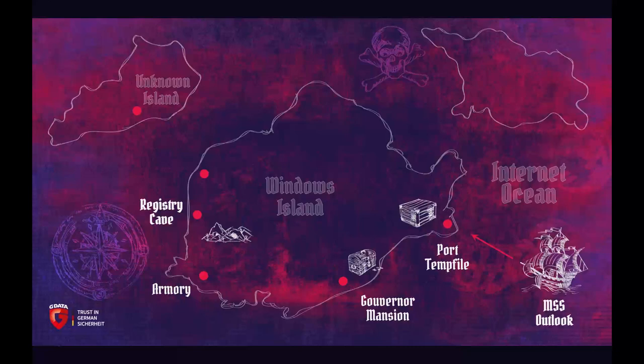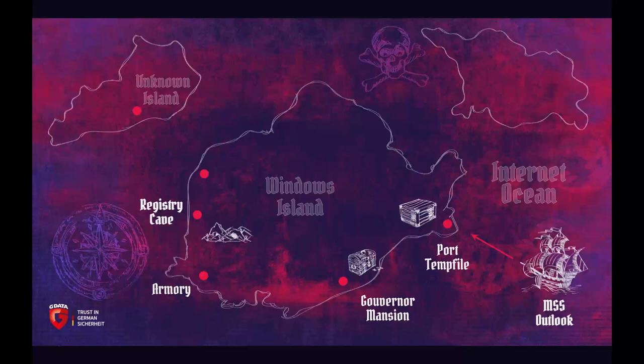And now we, as a basic old-fashioned behavior detector, need to decide, is there any danger for the island, for the people on the island, for the governor? Well, the MSS Outlook basically delivers goods to the island. And we would say, no, this is actually quite common, nothing special with it, no danger. So we have the MSS Outlook proceed to deliver goods to the island.